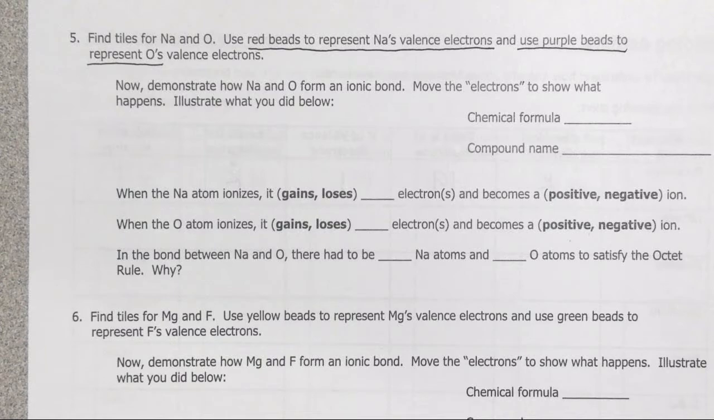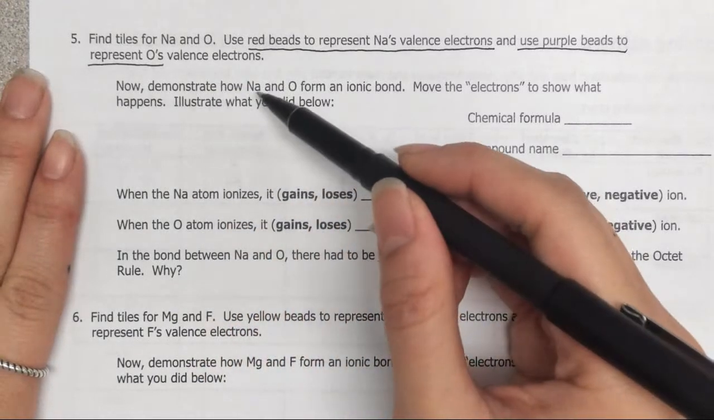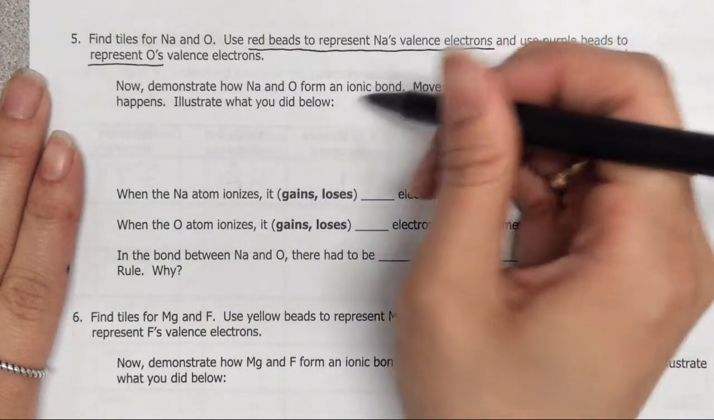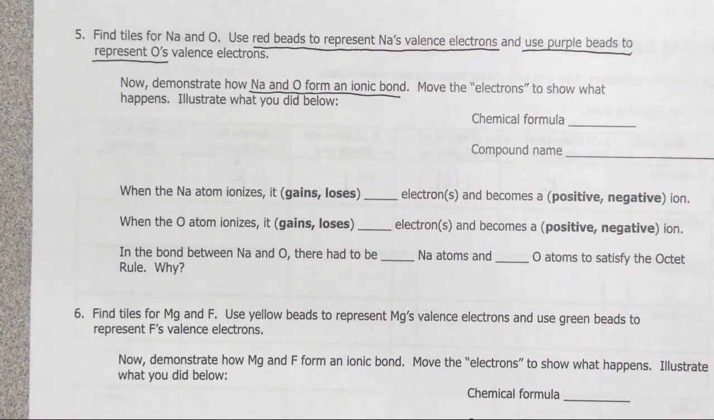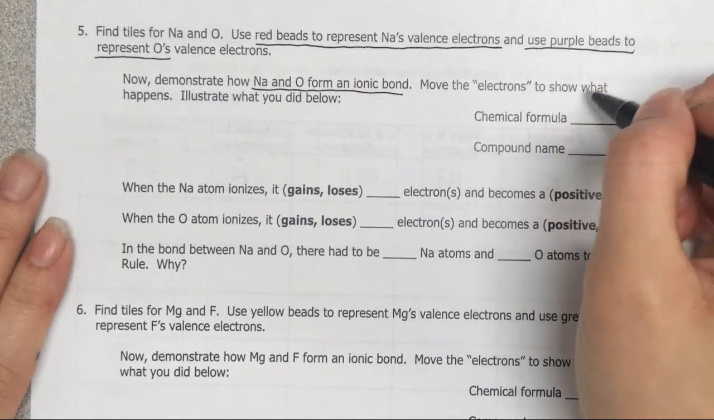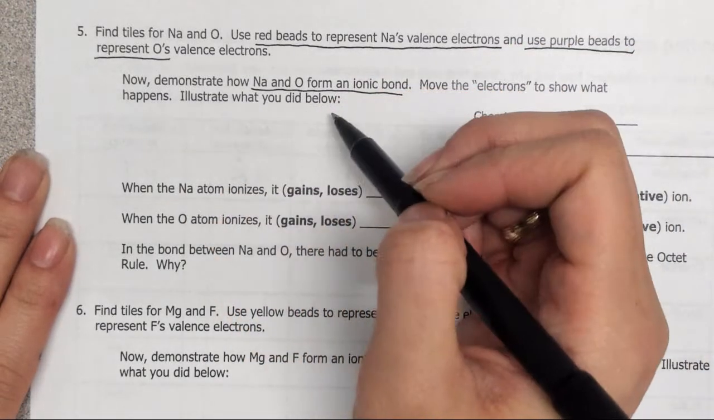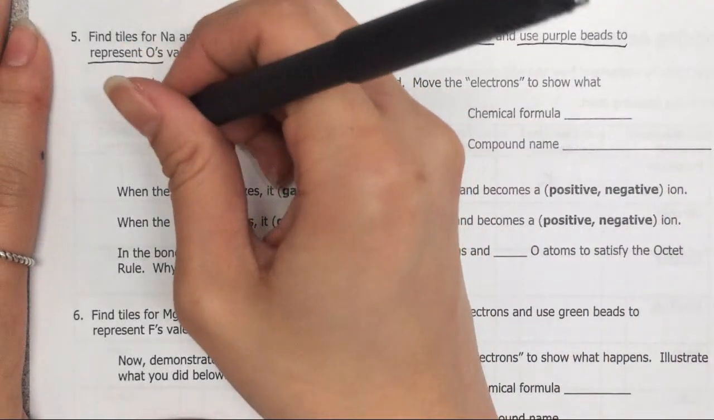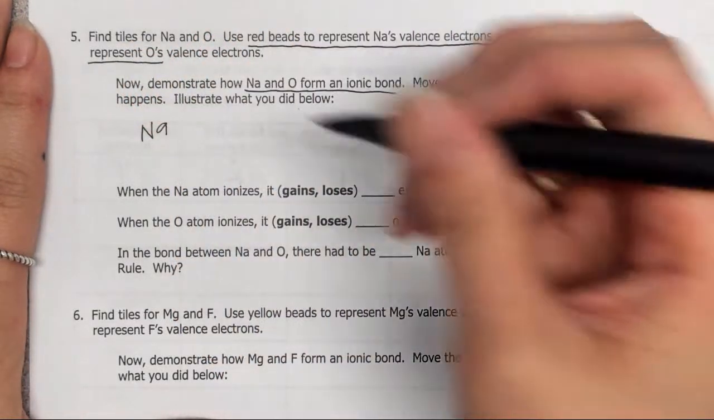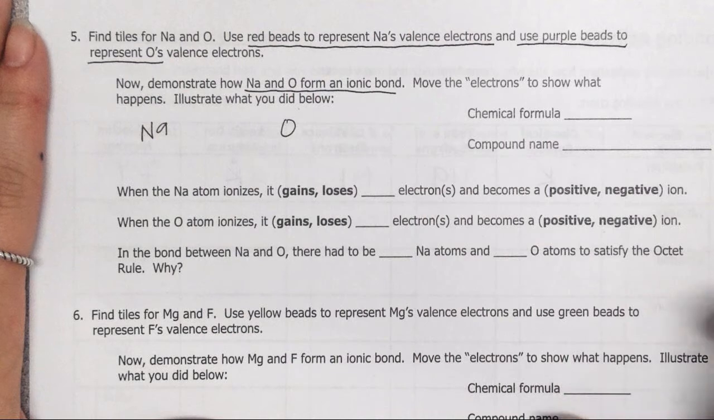As we continue reading, it says now demonstrate how Na and O form an ionic bond. So we want to demonstrate how these two will come together and form an ionic bond. We're going to move the electrons to show what happens, and we're going to illustrate how that works. I'm going to write this out. I know I have Na and I know I have O, so go ahead and write that down on your paper as well.